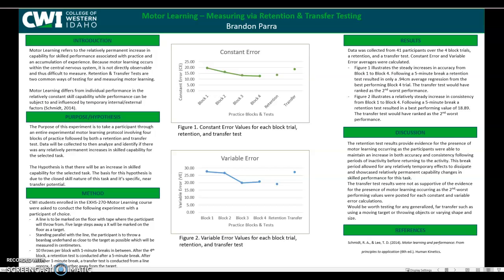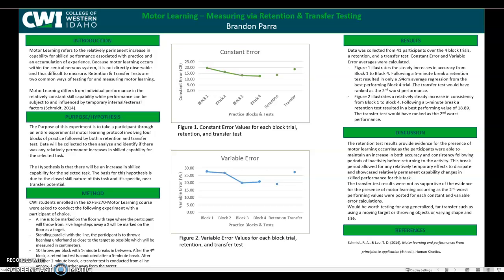A line was to be marked on the floor with tape. This line would represent where the participant will be throwing the beanbag from. Taking 5 large steps away from the line, an X will be marked on the floor, and this will act as the target that the participant will be throwing the beanbag at.